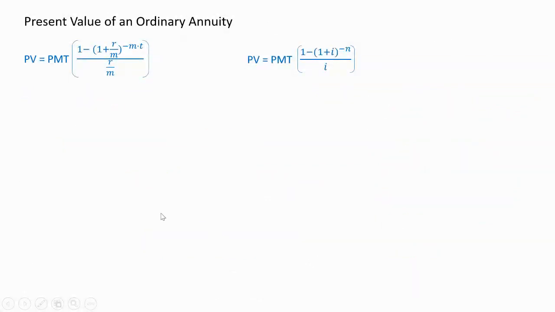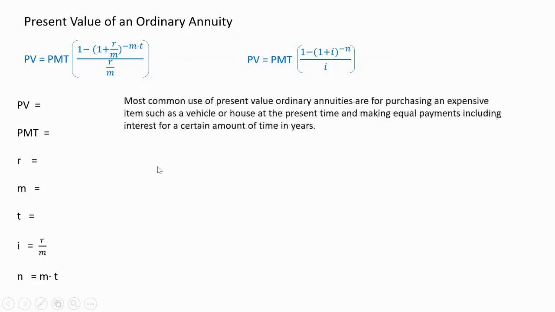Okay, now comes the last part of this PowerPoint, which is section 5.4. This is called the present value of an ordinary annuity. Again, these are the same formulas, but I prefer to use the one on the right where you have the I instead of the R divided by M. So now this is the most common use of present value ordinary annuities: purchasing an expensive item, such as a vehicle or a house at the present time, and making equal payments, including interest, for a certain amount of time in years.